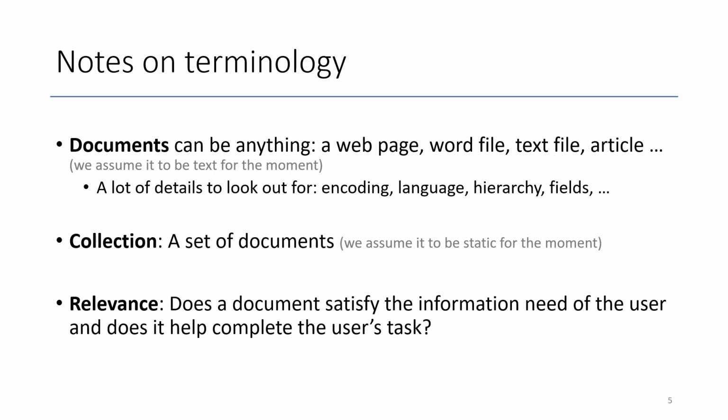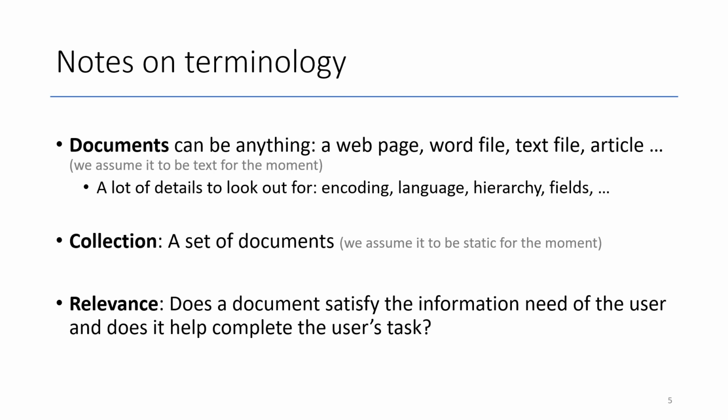In this course and in this lecture specifically, we use the term documents interchangeably for all kinds of different file formats. So this can be a web page, a Word file, any text file, an email, etc. And we assume it to be a simple text file without any markup to make things easier. And there are, of course, a lot of details to look out for in the real world, such as encoding, languages, hierarchies, and different document fields, etc.